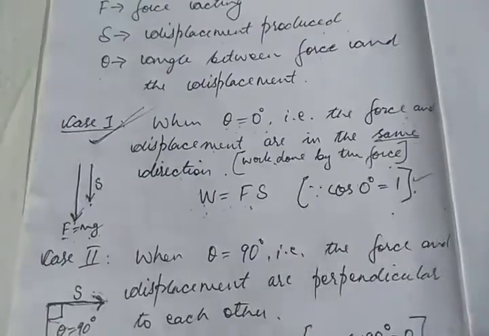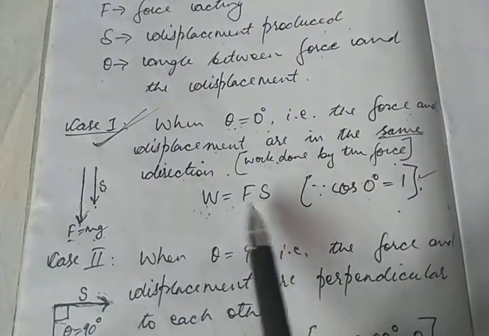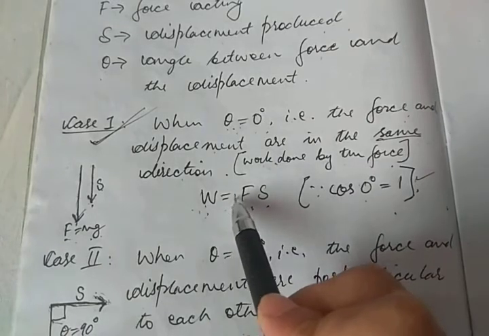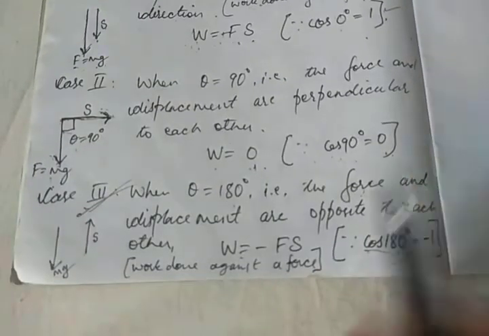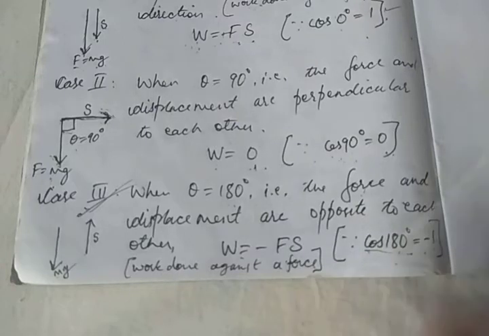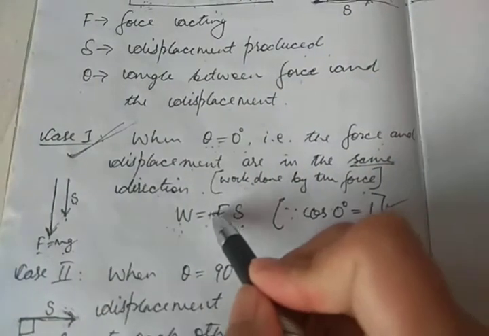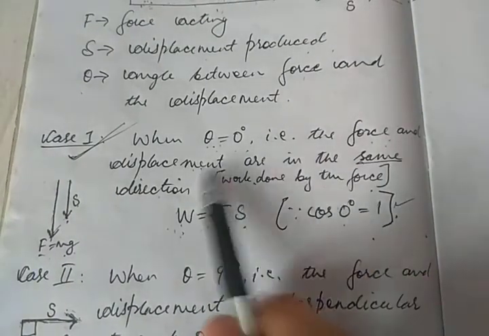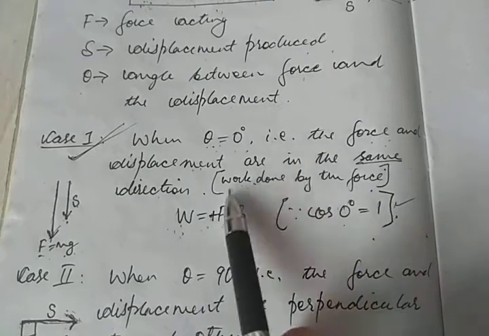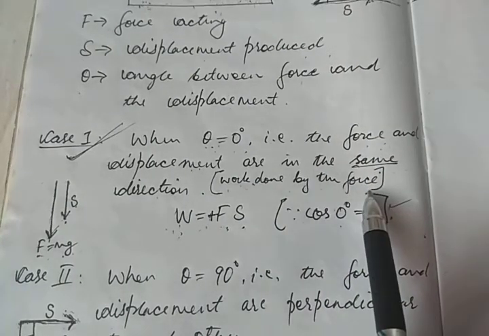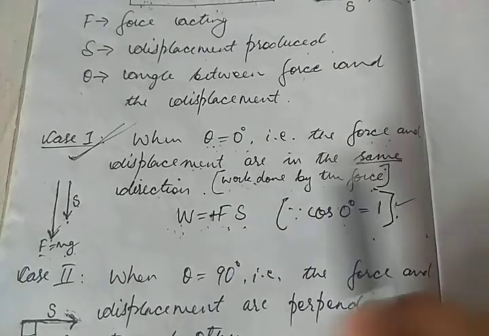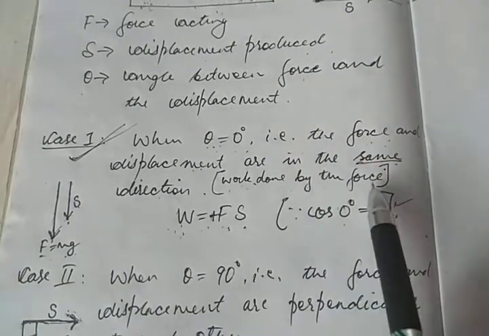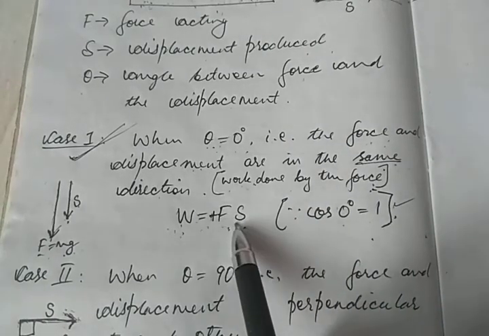Why? Because when theta is 0 degrees, we see work done is F into S, or work done is positive. Whereas in case number 3, you can see the work done is negative. Remember, whenever work is positive, or for that matter, whenever force and displacement are in the same direction, we say work is done by the force. I repeat, whenever force and displacement are in the same direction, we say work is done by the force, in which case the work done is positive always.